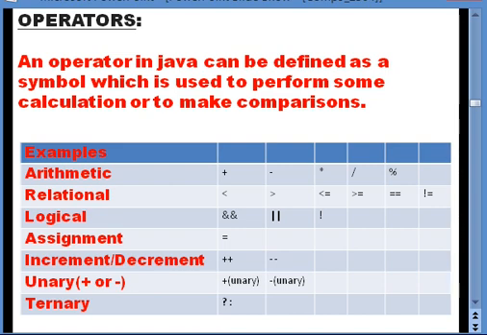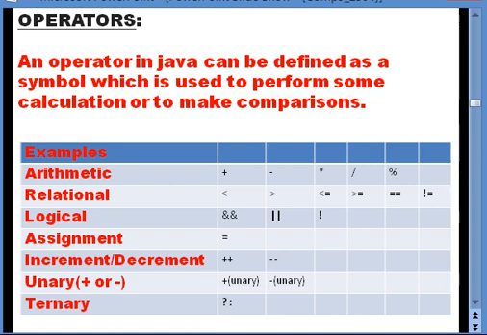remainder. Then we have relational operators which are used to make comparisons. We have 6 of them: less than, greater than, less than equal to, greater than equal to and not equal to. Then the third category is logical operators. Whenever we have to make more than one comparison in the same statement, we make use of a logical and, logical or, and when we have to reverse the result, then we make use of a not operator. It is called logical not.